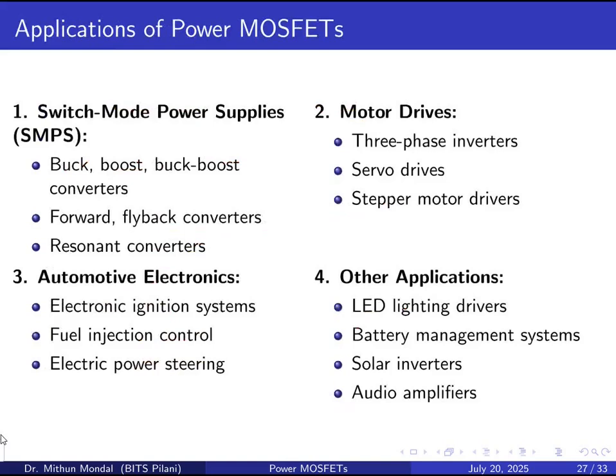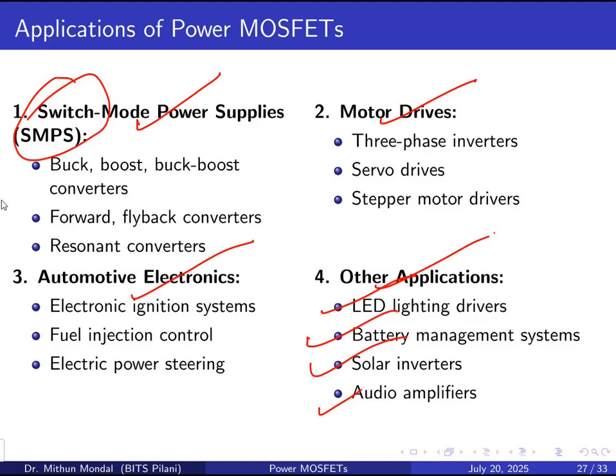Some of the major applications of power MOSFET are in switch mode power supplies, motor drives, automotive electronics, and other applications like LEDs, battery management systems, solar inverters, and audio amplifiers. Switch mode power supplies operate in the buck mode, boost mode, and buck-boost mode converters. It is used in forward and flyback converters, and resonant converters.